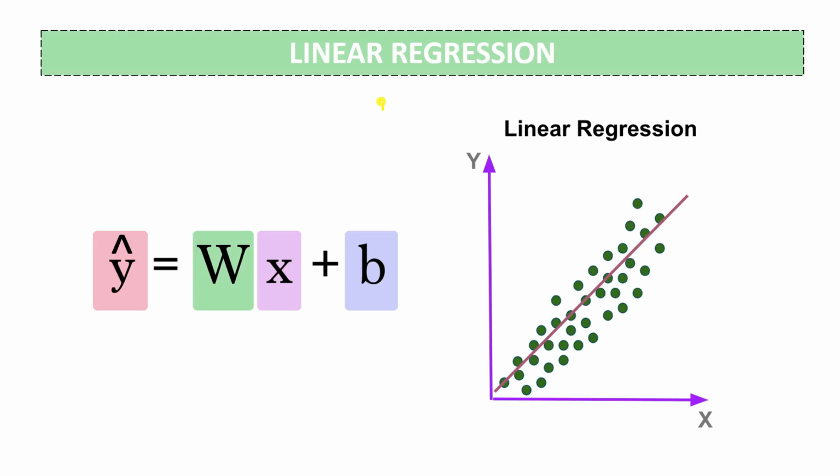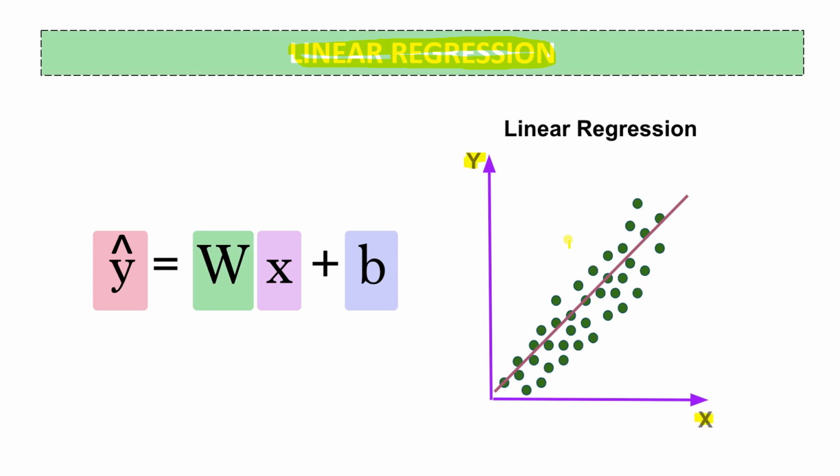So today we are going to discuss linear regression and logistic regression, and we are also going to implement them from scratch. So what is linear regression? Linear regression is the easiest and most popular machine learning algorithm. This algorithm shows a linear relationship between the dependent and the independent variables.